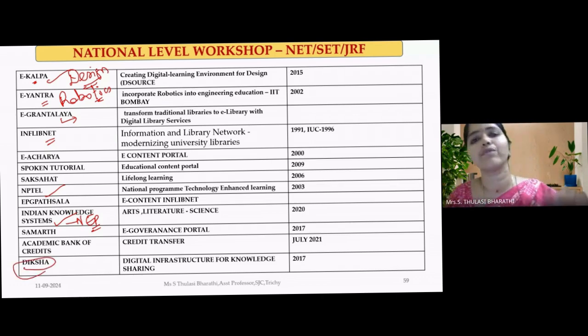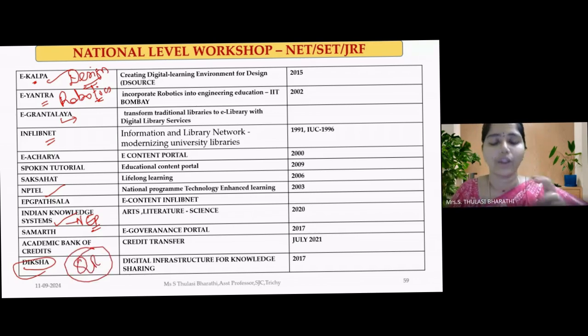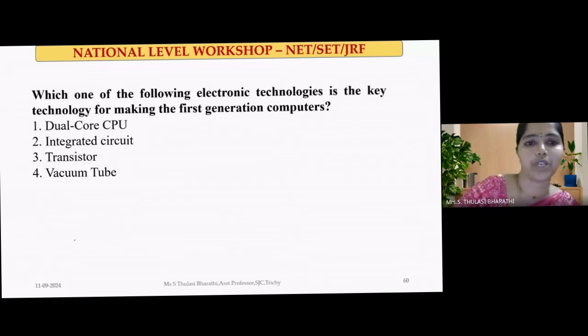And this is Diksha. If you have children, or your sister's daughters or sons, go and take their book and see. You can see a QR code in their books in all exercises. If you scan the QR, it will take you to this Diksha portal, a digital infrastructure for knowledge sharing, where you can get the e-content of what is in the book. That's called the Diksha portal. These are the digital initiatives, learners.